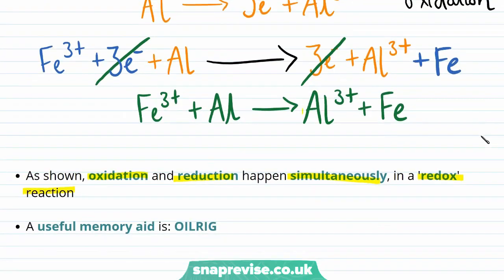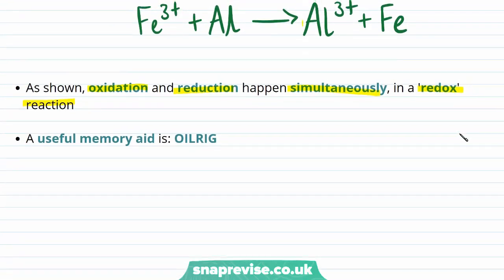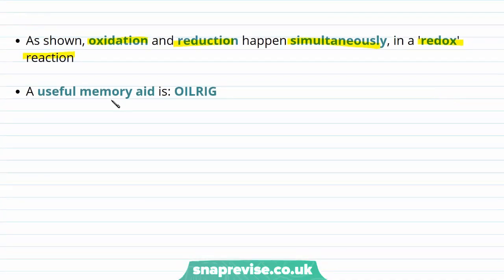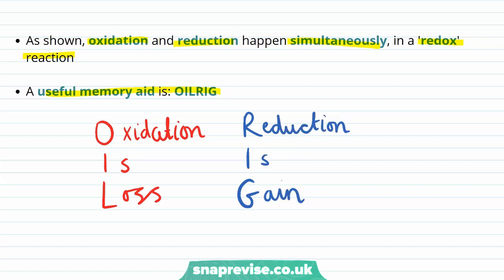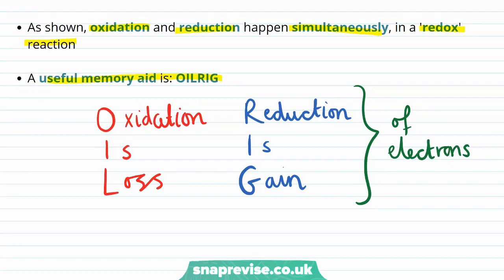A useful way to remember which way round oxidation and reduction are is to use the memory aid OIL RIG. What this stands for is the OIL part stands for oxidation is loss, and RIG stands for reduction is gain. In both cases, talking about the loss or gain of electrons.